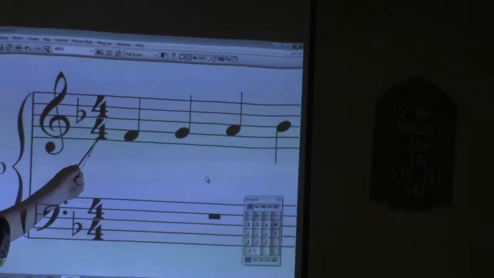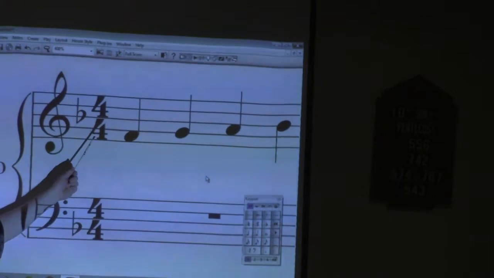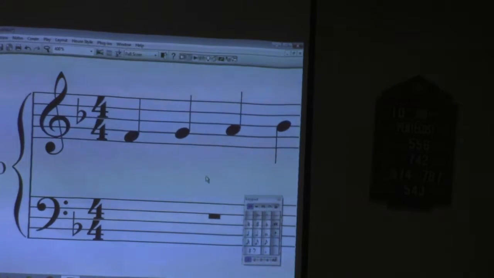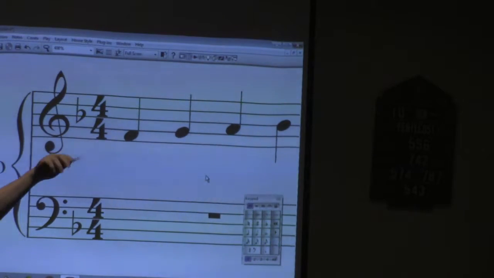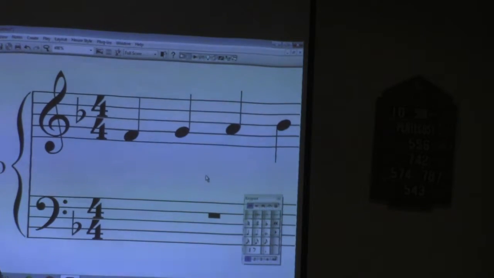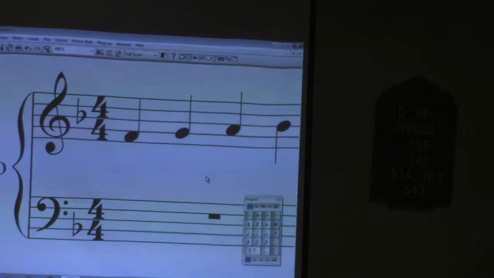Third piece of information, the time signature. 4 over 4. I'm telling you from last week what 4 over 4 means. What's the top number tell you? Number 4 beats per measure. 4 beats in each measure. 1, 2, 3, 4. One measure is over. Next measure, 1, 2, 3, 4. And the bottom number tells you what kind of note gets 1 beat.